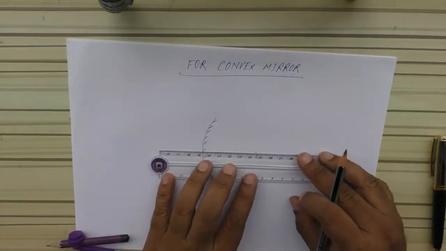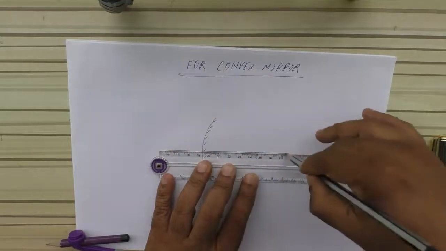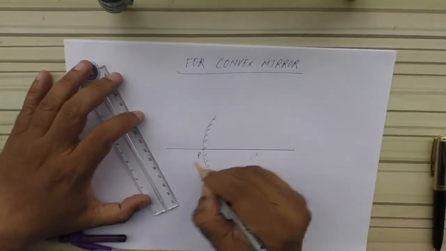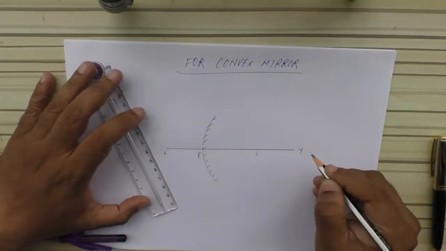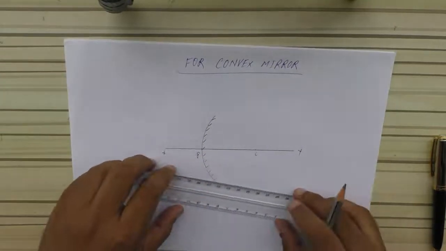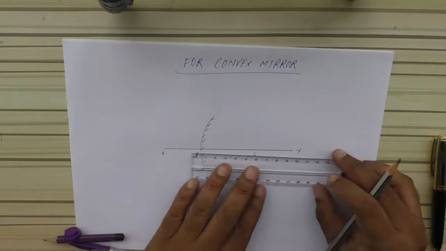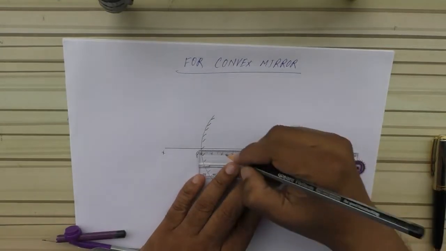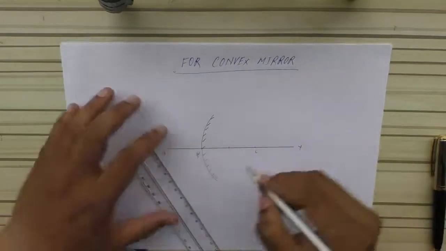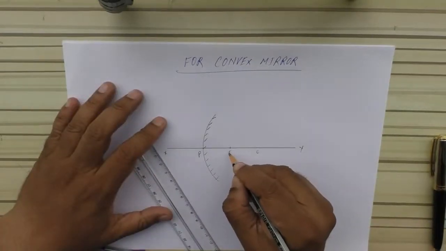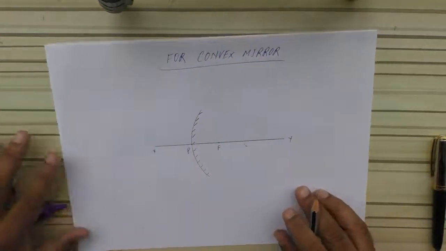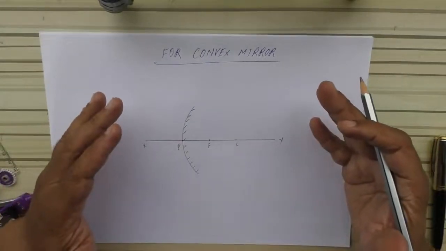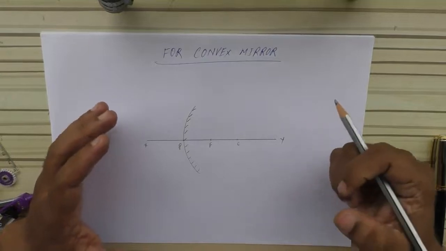And then you draw the principal axis. So this point is pole, XY is the principal axis, and the midpoint between P and C is 2.5 centimeter. At this point we can mark principal focus. So if you are ready with such diagrams, then it will be easier to draw the ray diagrams quickly.